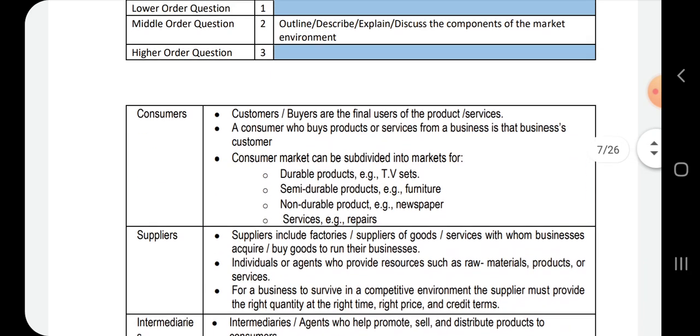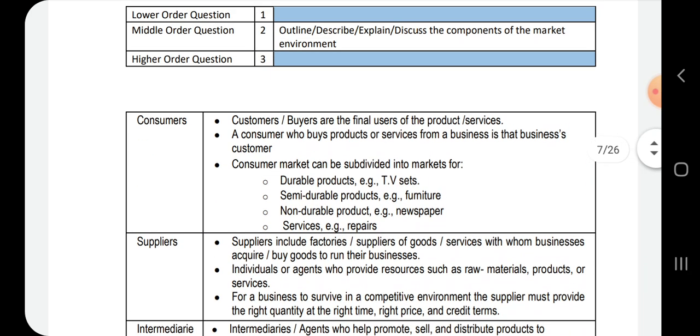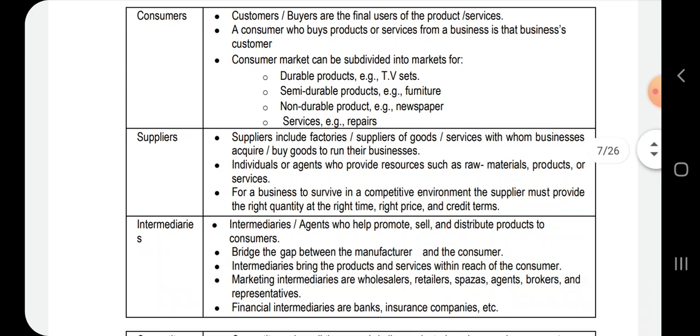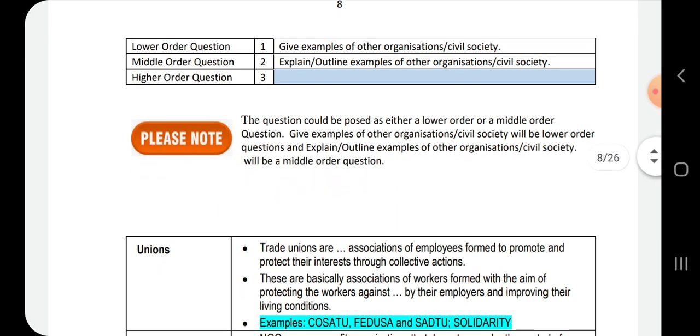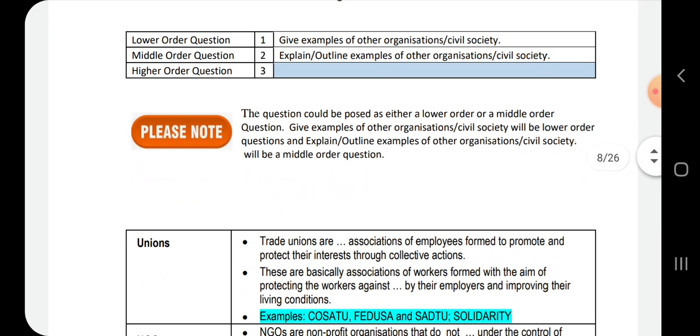So I hope you understand. When they say discuss, outline, explain, describe, you name the components and then explain them. You can do it in your own words. You don't have to cram with business studies. Understand your work to make things easy for you. And then here we're going to talk about lower order questions and middle order questions.